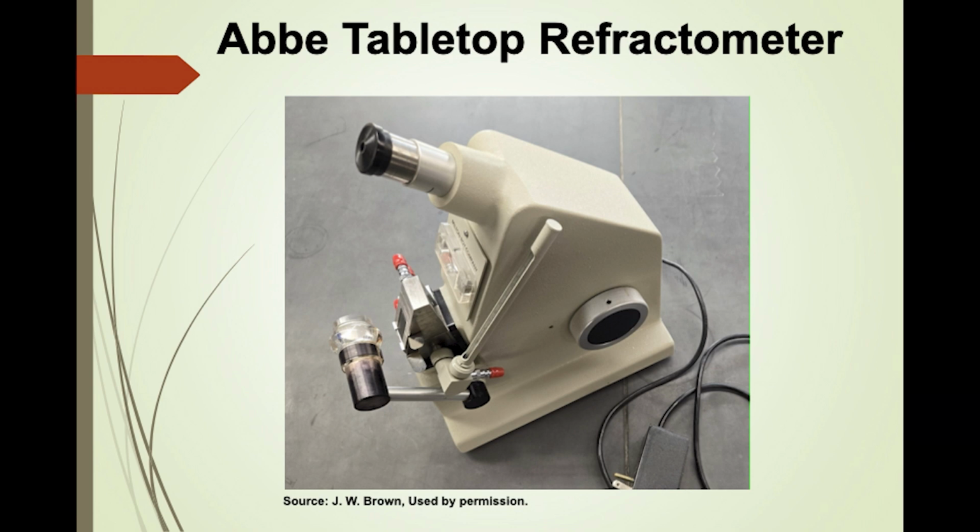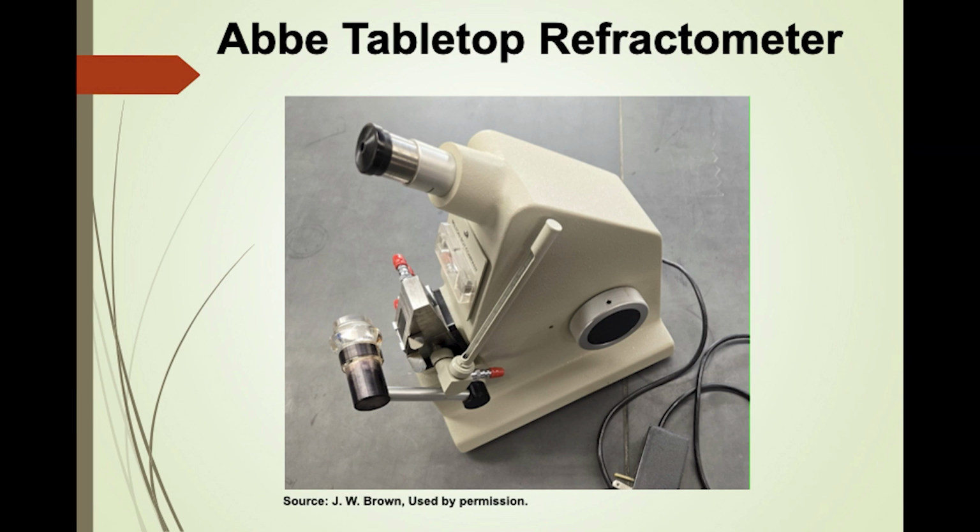Here is a lab or Abbe tabletop refractometer. It's more accurate than a handheld field refractometer, but it's also a lot more expensive. And in most cases, you're not going to bring this type of an instrument out into the field. Notice that it has an electrical cord.